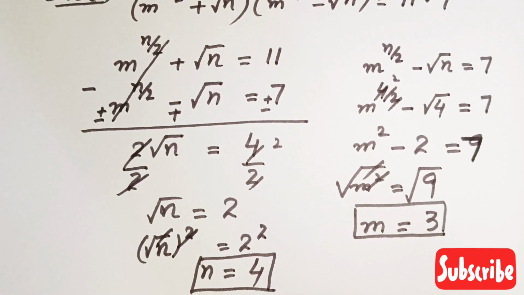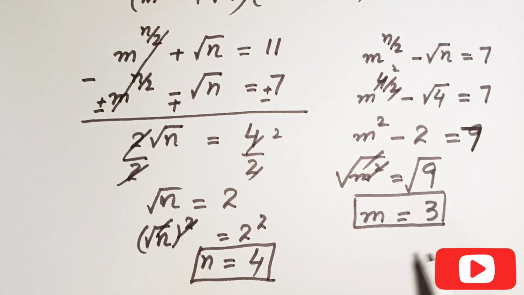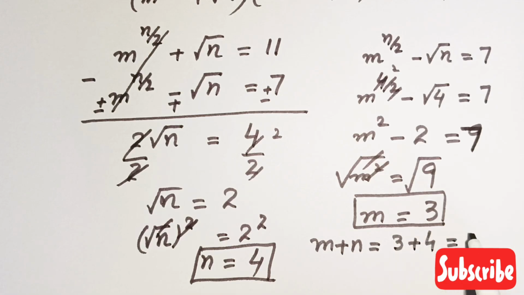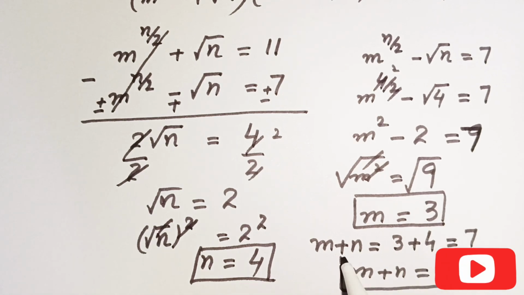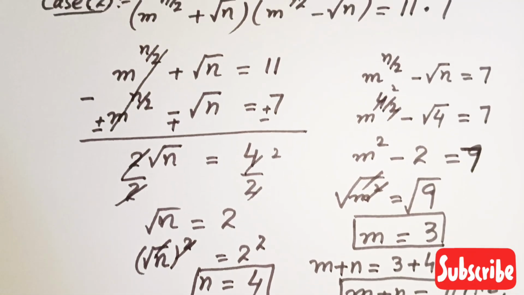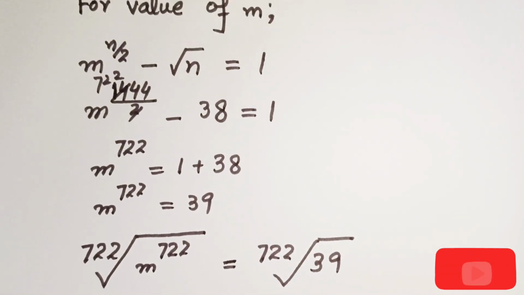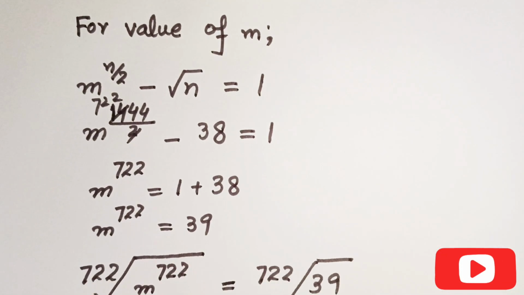Now in the problem we have to find the value of m plus n. For this purpose we write that m plus n will be, here m is 3 and n is 4, so we have the answer 7. So m plus n is equal to 7. It is our final answer. So we have just found the value of m plus n. Now checking our entire solution here step by step.